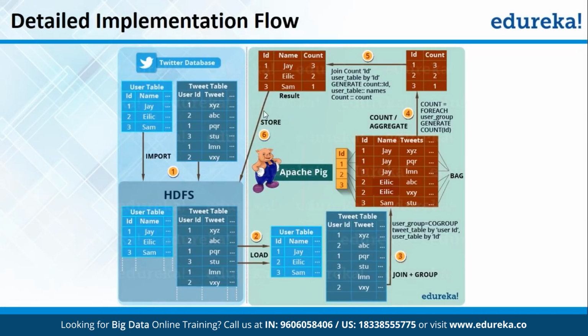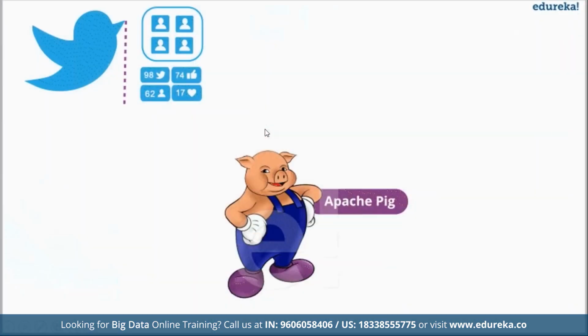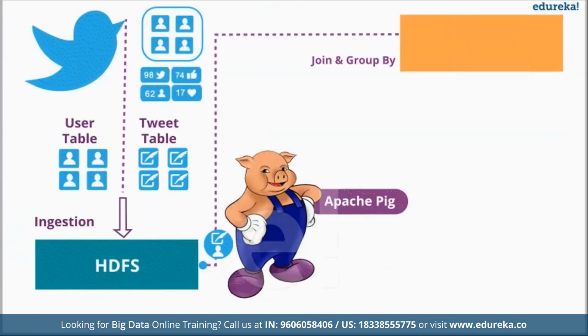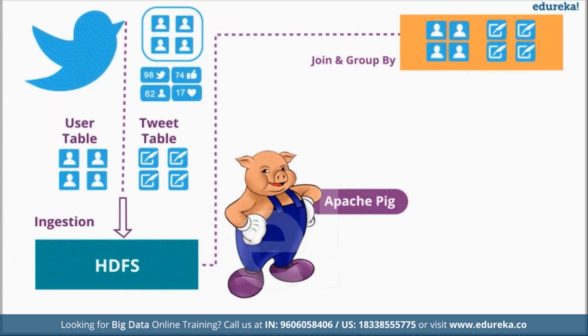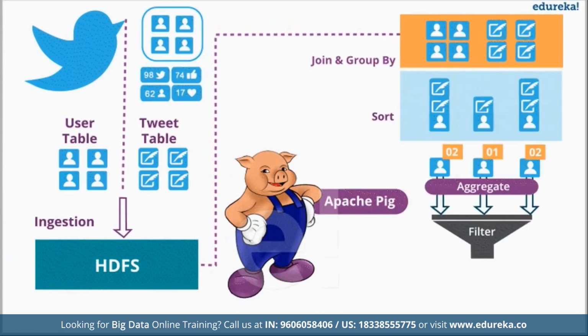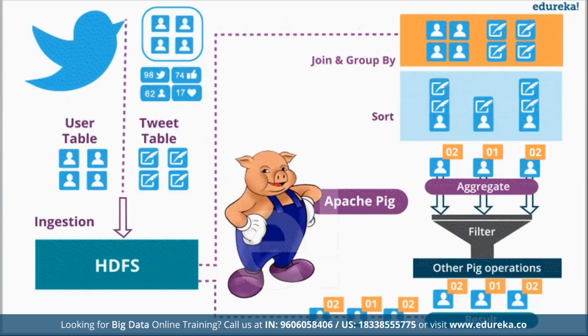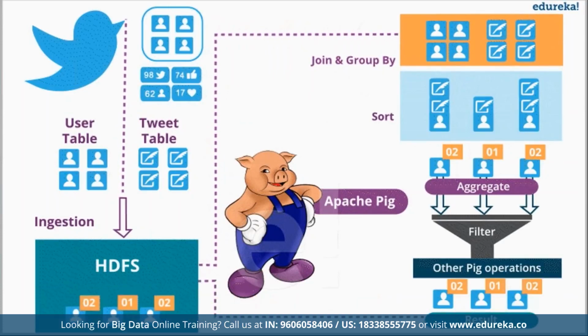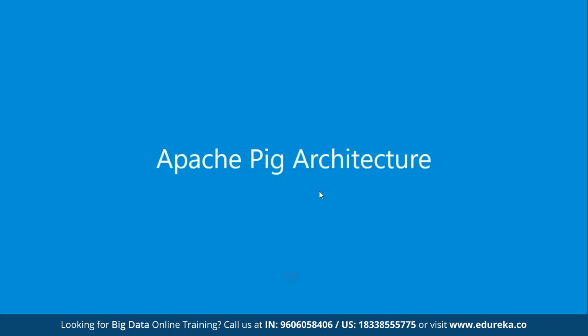Let's move on to the next slide, which is nothing but the animated representation of the exact same flow that we saw right now, which will give you a better perspective. So the very first step is user table and tweet table is moved to HDFS. Then it is joined and grouped by Pig. The data is sorted and aggregated, finally filtered to get the count of tweets per user, and the result is dumped back to HDFS. Apache Pig architecture.